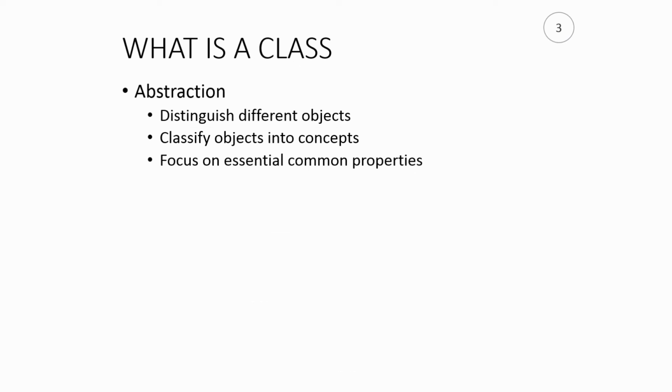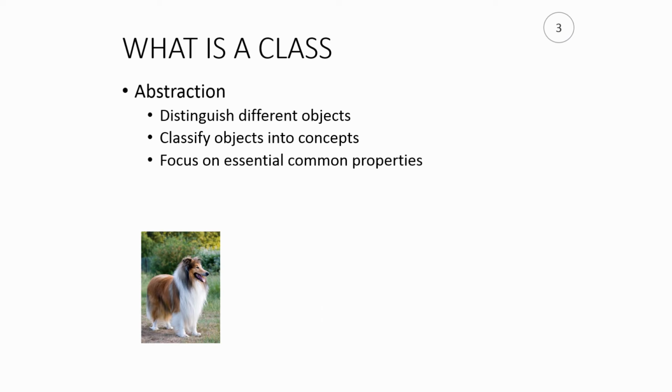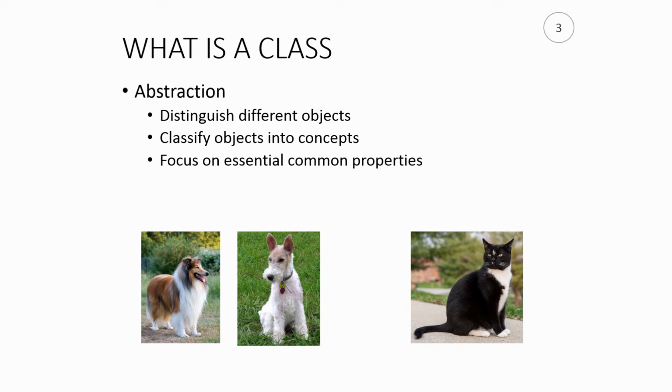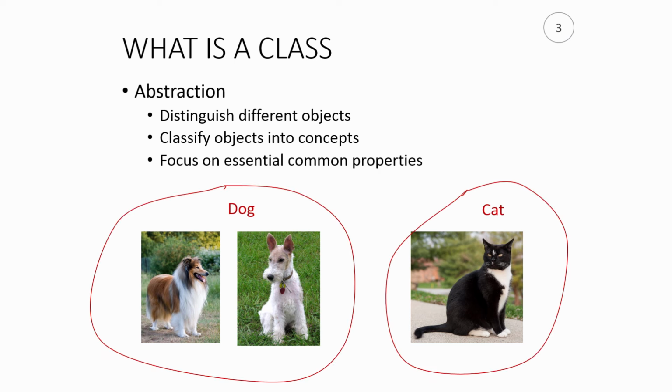For example, this collie looks very different from this fox terrier. Yet we understand that both are dogs. And while this animal also has a furry skin, 4 legs, a tail, ears, etc., we know it's a cat and not a dog. In computer terms, a concept that groups objects with similar characteristics is called a class.